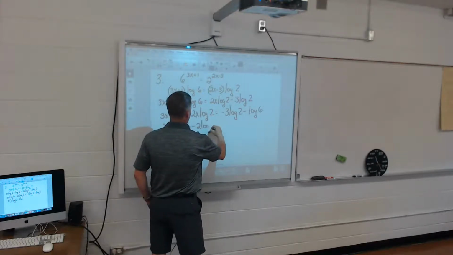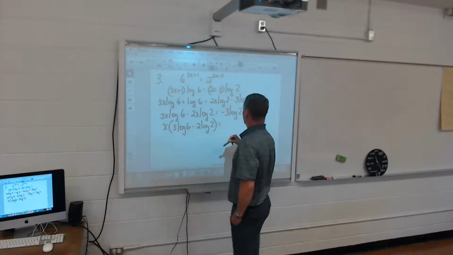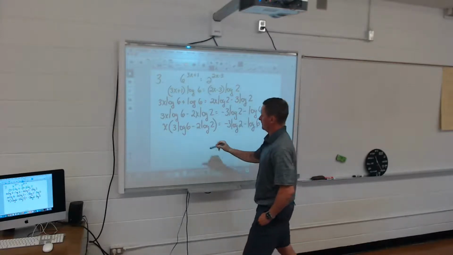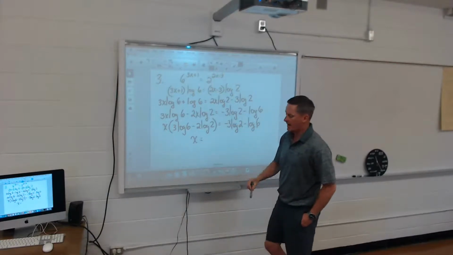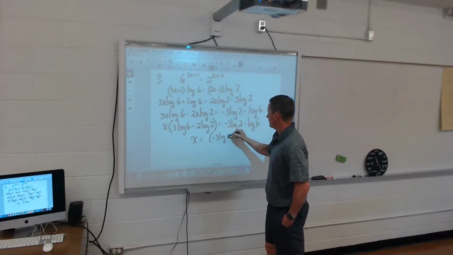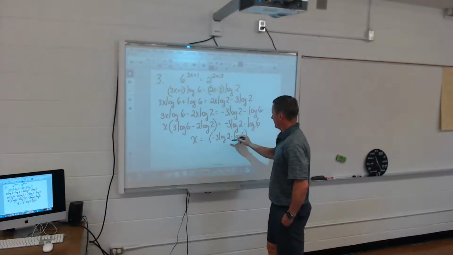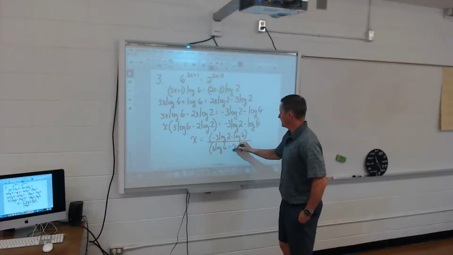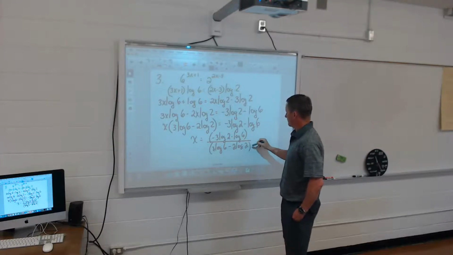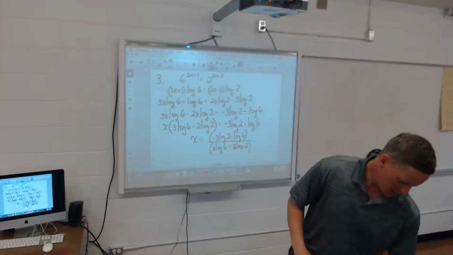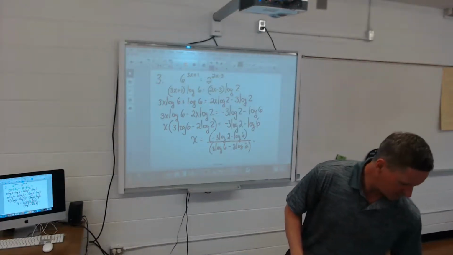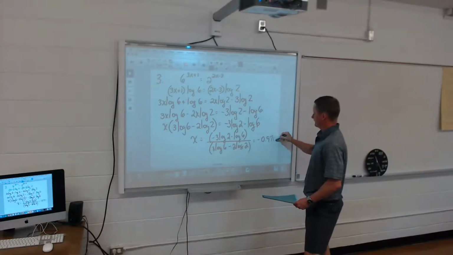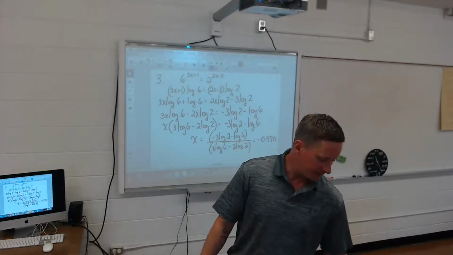x times 3 log 6 minus 2 log 2 equals minus 3 log 2 minus log 6. And then I have to divide. Minus 3 log 2 minus log 6 divided by 3 log 6 minus 2 log 2 equals, oh, I do have it here, minus 0.970.